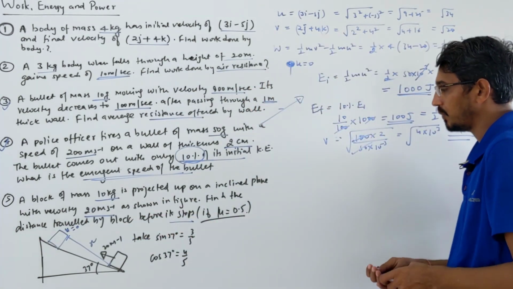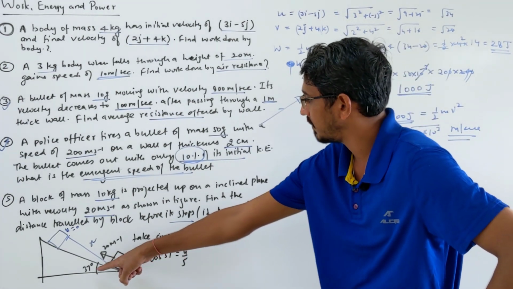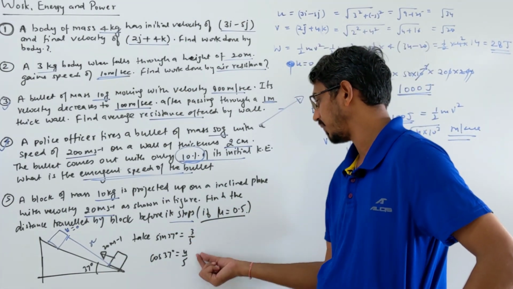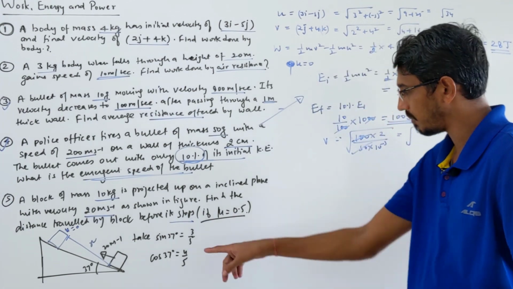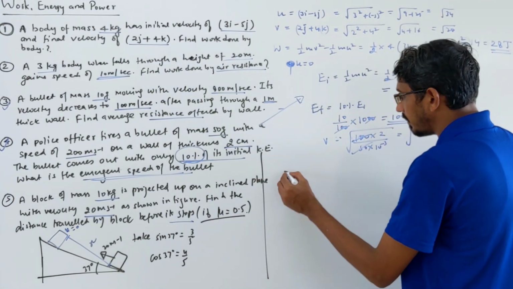Look here, a few things are given. Mu is given as 0.5, and the angle is given as 37. If you don't know, sine 37 is 3 by 5 and cos 37 is 4 by 5. You should remember them. So the question is like this one. Let me draw it again.